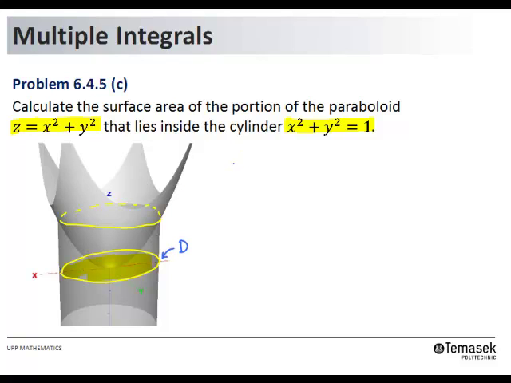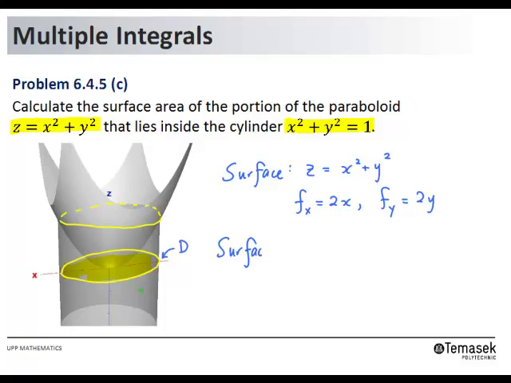So we have the surface such that partial f partial x is 2x and partial f partial y is 2y. So the surface area is given by this formula.